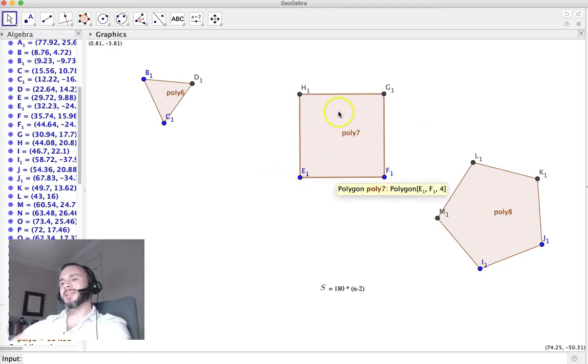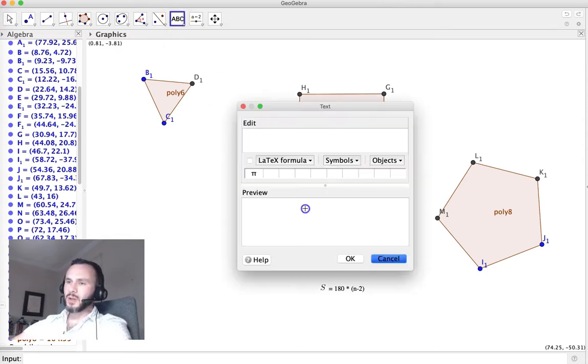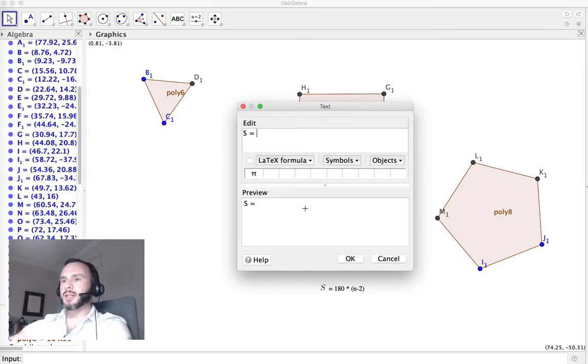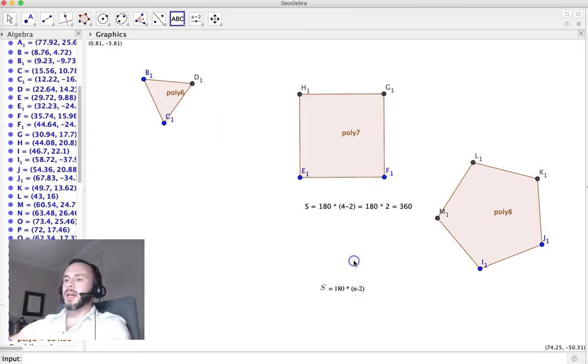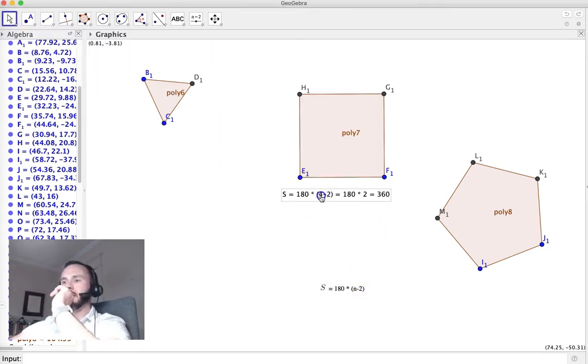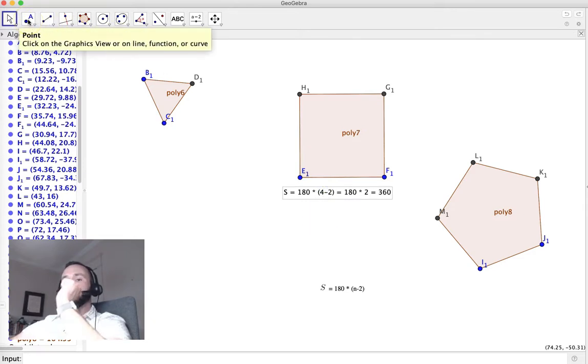But I know that that's 90. So let's talk about what this S would be. So S equals 180 times 4 minus 2, okay, which is 180 times 2, which is 360. But if the angle sum here in this square is 360, and there are 4 angles, they have to all be the same measurement, right?